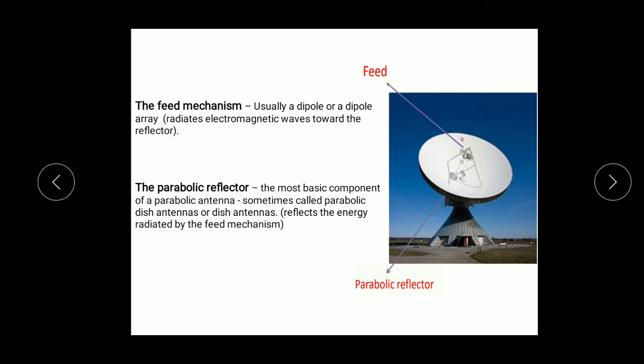The parabolic reflector, the most basic component, sometimes called the parabolic dish antenna or dish antenna, reflects the energy radiated by the feed mechanism. So the work of the reflector is only to reflect the energy coming from the feed part.